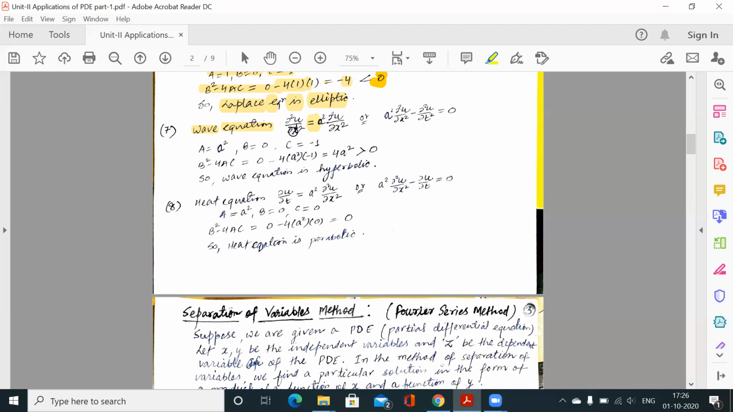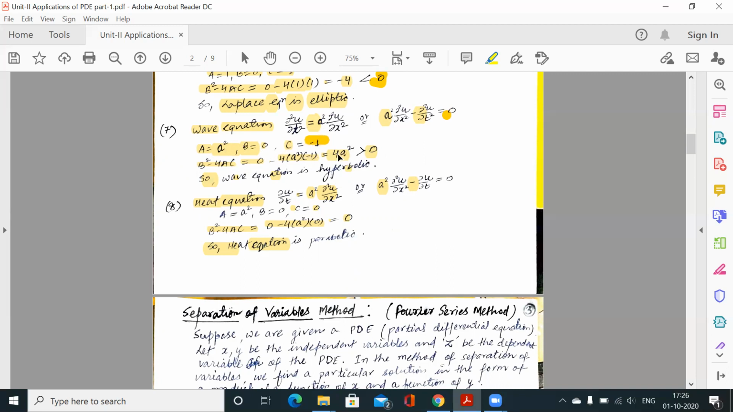So I have brought this term on the right hand side. So this is the equation. Now a is the coefficient of del 2u over del x square, so a square. B is 0 because there is no term like del 2u over del x del y, and C is the coefficient of del 2u over del t square, so C is minus 1.